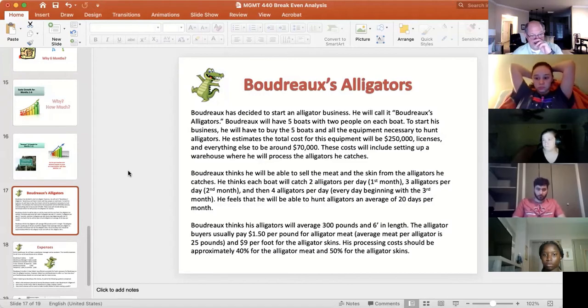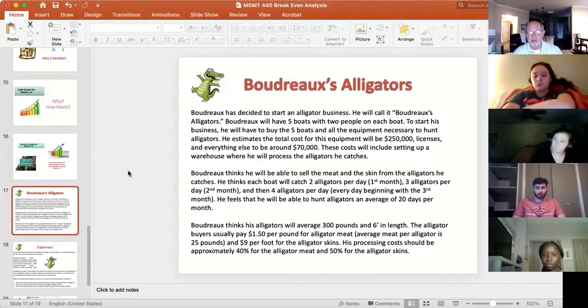Now he says he feels that he'll be able to hunt alligators an average of 20 days per month. That's what he's going to be able to do. He says they average 300 pounds and 6 feet in length. He says that they usually pay him $1.50 a pound for alligator meat, because the average meat is only 25 pounds, and $9 a foot for alligator skins.